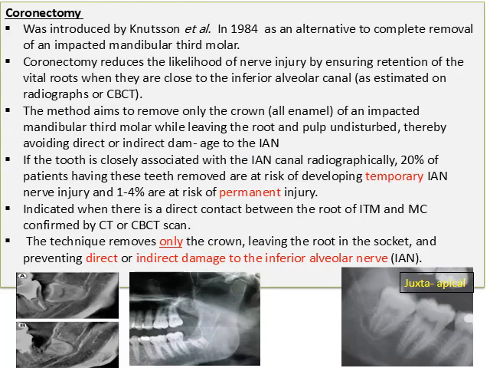In this slide, we talk slightly in detail about coronectomy. Coronectomy was introduced by Knudsen in 1984 as an alternative to complete removal of an impacted lower third molar. Instead of complete removal, it is an alternative to the removal of such a tooth. Coronectomy reduces the likelihood of nerve injury, the inferior dental, by ensuring retention of the vital root when they are close to the inferior dental canal, as estimated by cone beam CT or CT scan.